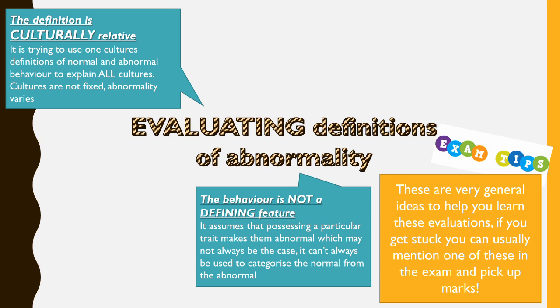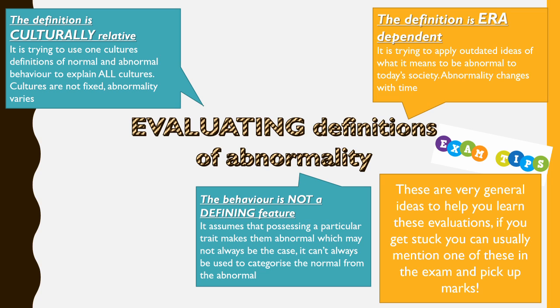A second key evaluation idea is that the behaviour that is being described might not necessarily be a defining feature. So any definition which is using this evaluation point is assuming that possession of a particular trait makes someone abnormal, which might not always be the case. It might not always be the case that you can use that specific behaviour to categorise the normal from the abnormal. There might be a little bit of overlap.